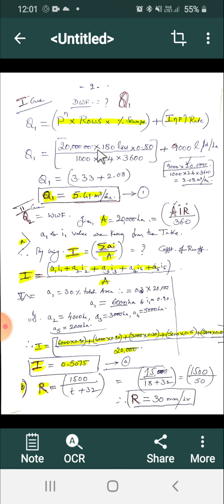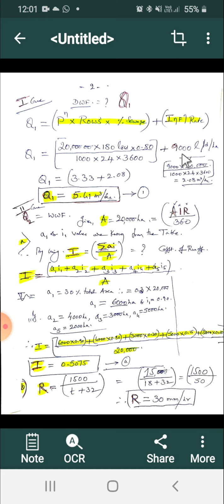Because liter you have to convert into metric cube. And then this is hours, liters per day. Day is in terms of seconds, you have to convert. So day is 24 hours into 60, that is 3600. In the last class, before last class, we have solved that problem. Try to go through that one.